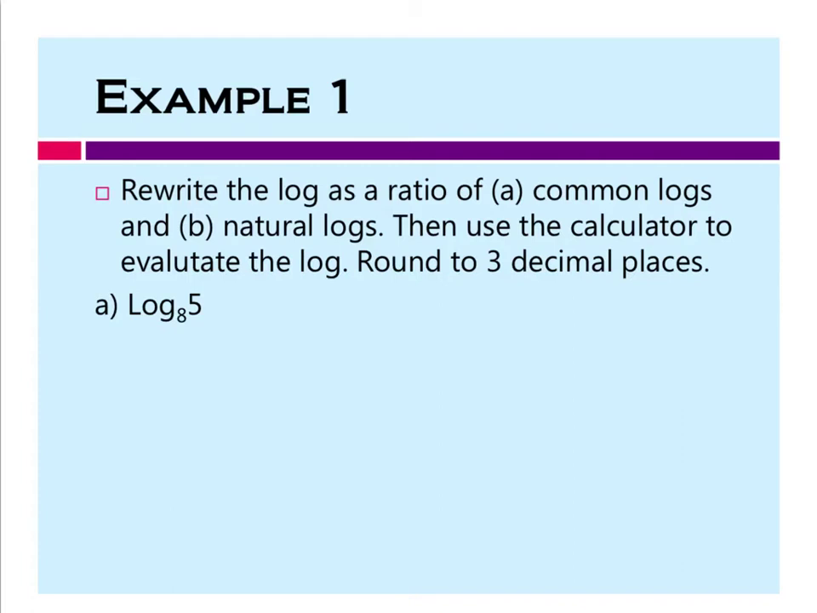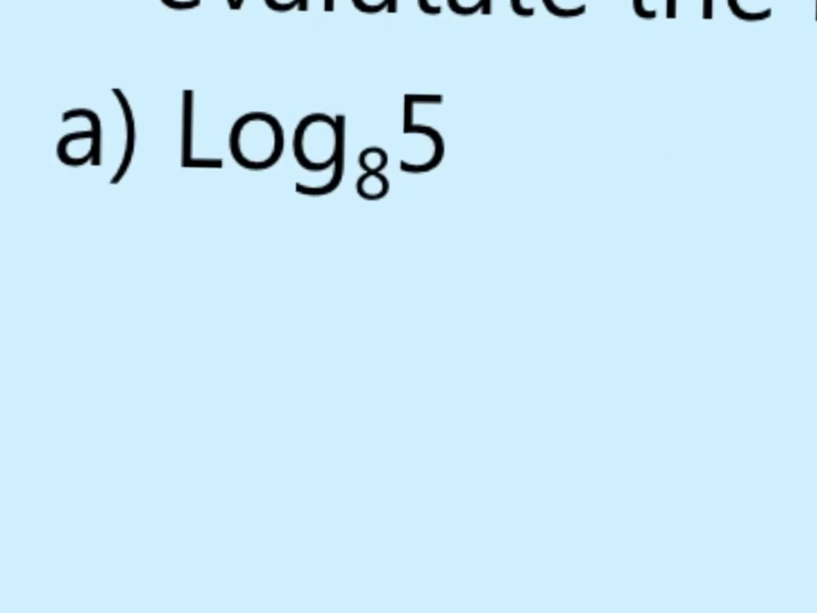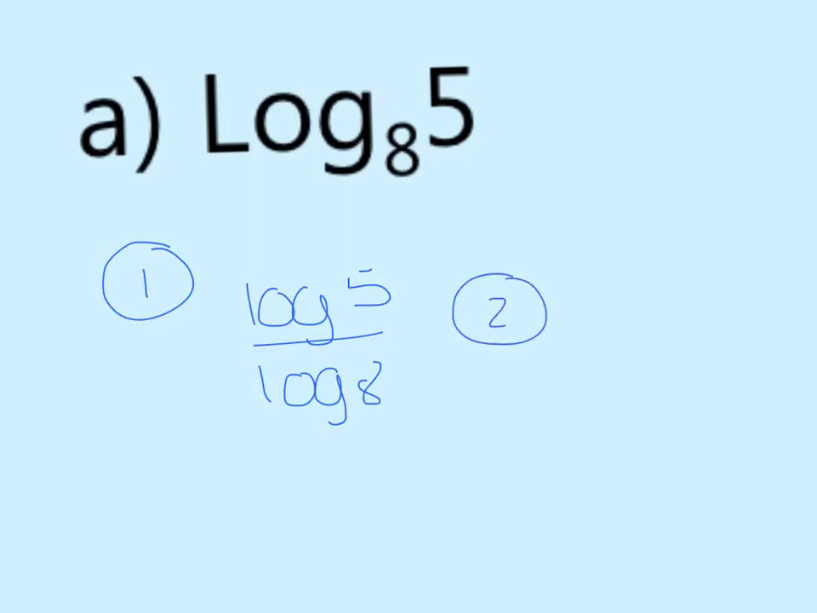Let's go ahead and rewrite this as a ratio of a common log and a natural log, so we're doing two things. Then we're going to use our calculator to evaluate the log, rounding to 3 place values. When I'm rewriting it as a common log, remember that's a base of 10. So I'm going to take log of 5 over log of 8. I just finished rewriting it. The next thing I want to do is write it as a natural log: ln of 5 over ln of 8. Now we want to evaluate it to approximately 3 decimal points. So go ahead, put it in your calculator, and check your answer with mine.